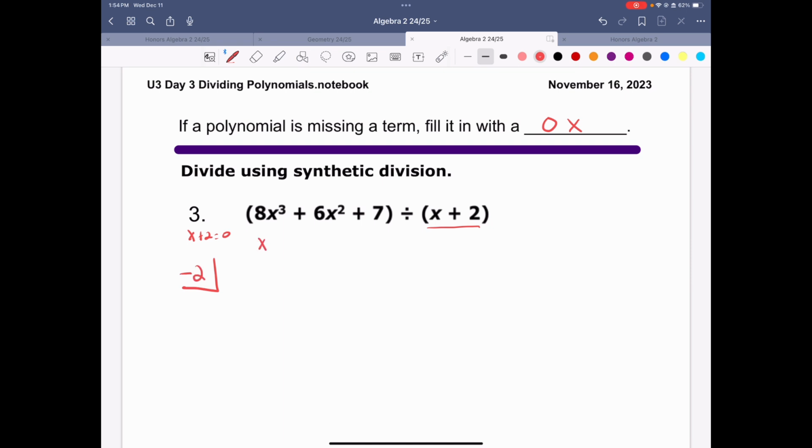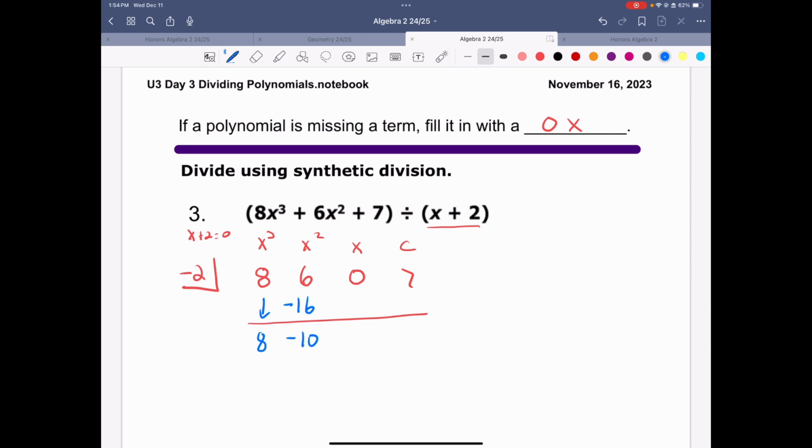So I start with x to the 3rd. So that means I have to go x squared, x, and my constant. So x to the 3rd is 8. X squared is 6. Notice I don't have an x, so I have to put a 0 there. My constant is 7. I draw my line. I drop down the 8. Negative 2 times 8 is negative 16. 6 plus negative 16 is negative 10.